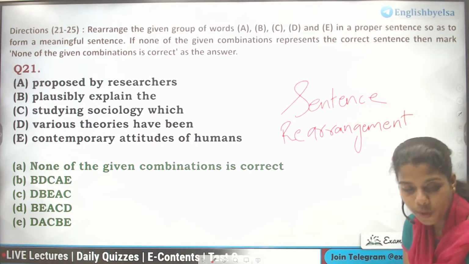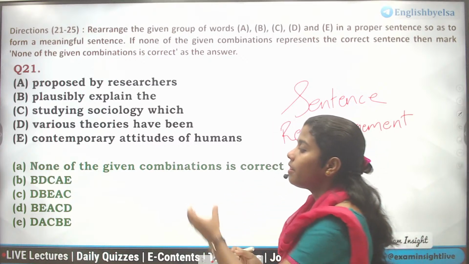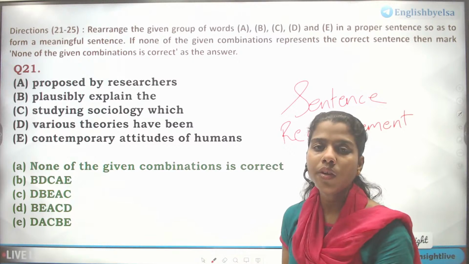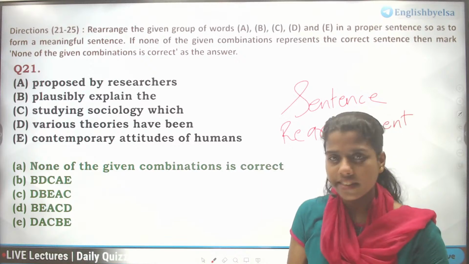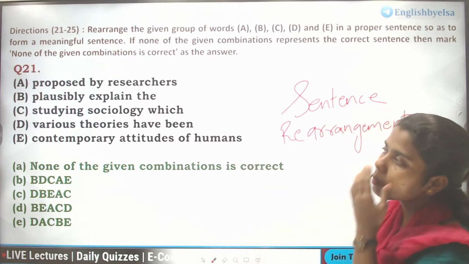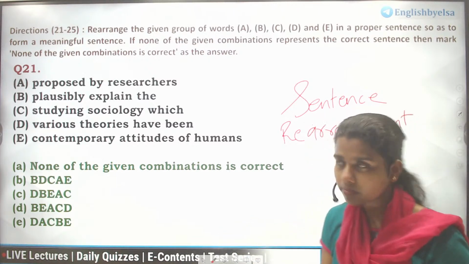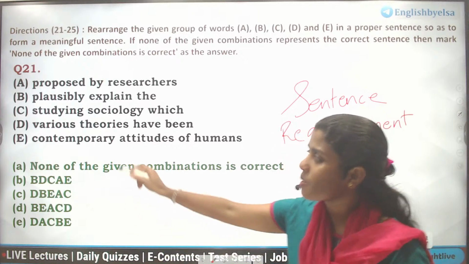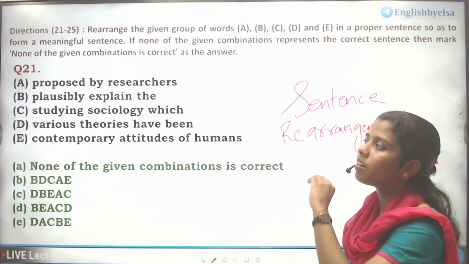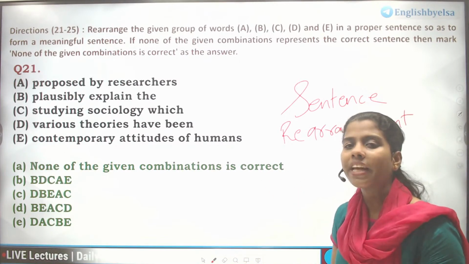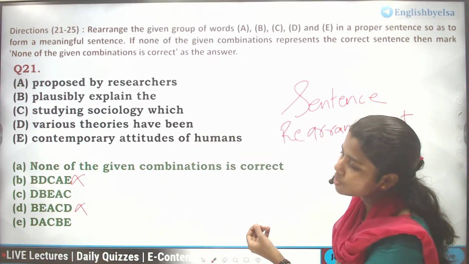See, in these types of questions, I have said previously also, according to the option also you can go. Your option gives a hint that either B or D is your first sentence or the first part. Let's look at B. Plausibly explain the, we cannot start a sentence like that. Plausibly, possibly, you can simply read this word as possibly. It gives the same meaning. So you can read that, possibly explain the, how can I start a sentence as such? That means these both options gone. Now the only option that remains is D.